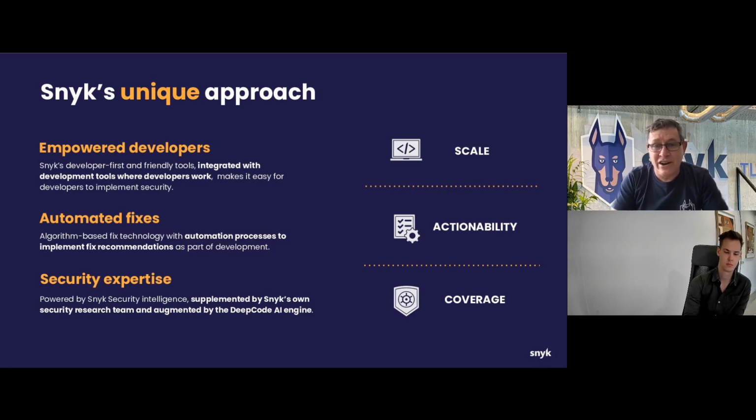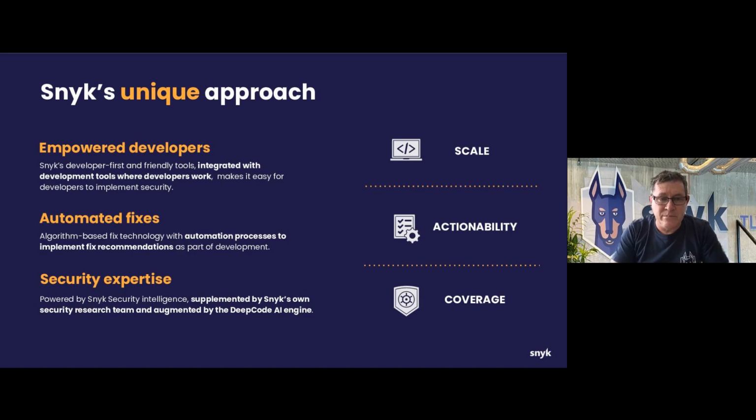We want to provide actionability, so we want to automate the fixes. When we find a problem, we don't just want to tell the developer that there is a problem. We want to tell them, one, how to fix it, but also automate those fixes, and provide them the fixes that they can then merge back into their code base in order to eliminate the vulnerability.